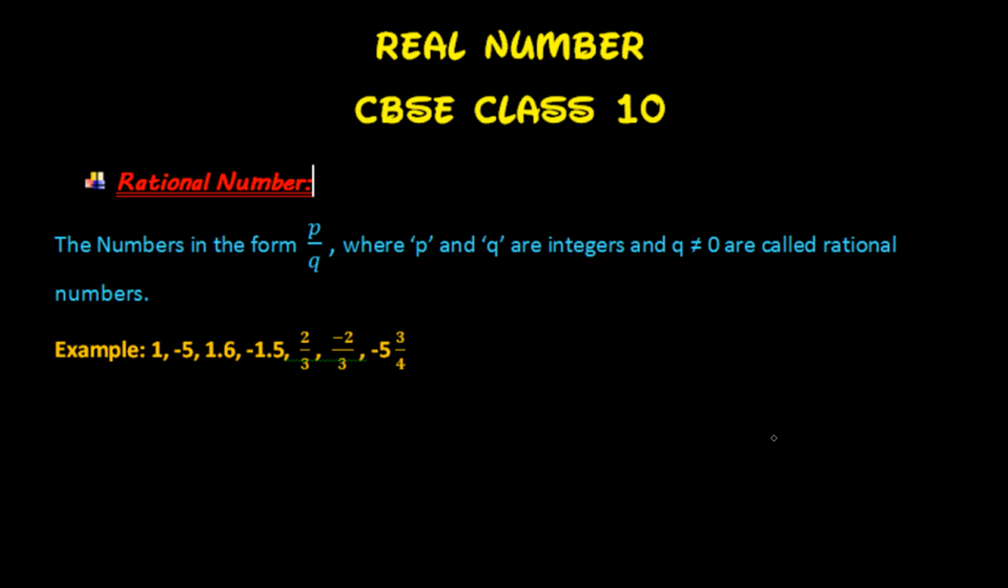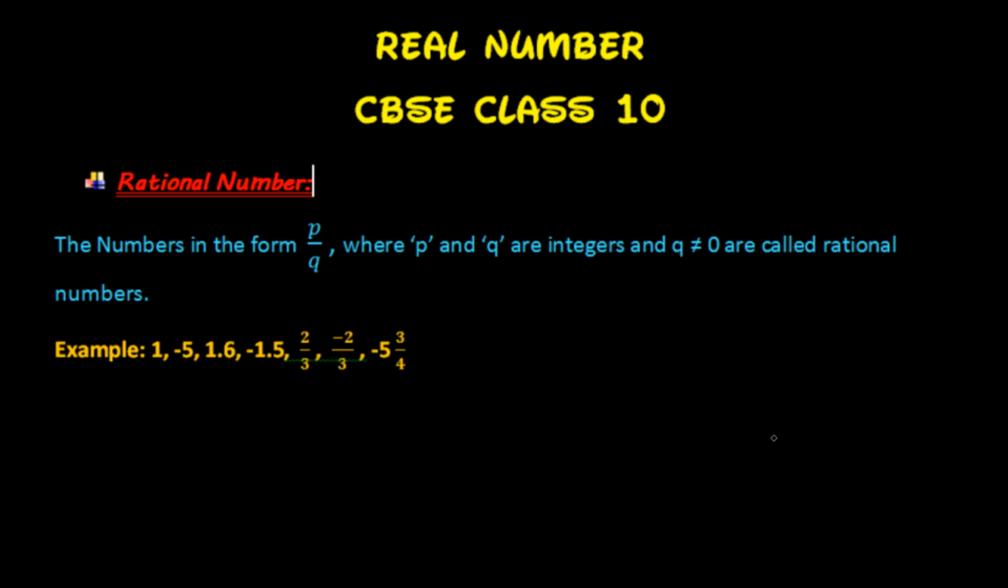What are rational numbers? The numbers that you can write in the form p by q, where p and q both are integers and q, the denominator, cannot be 0. Those types of numbers are called rational numbers.